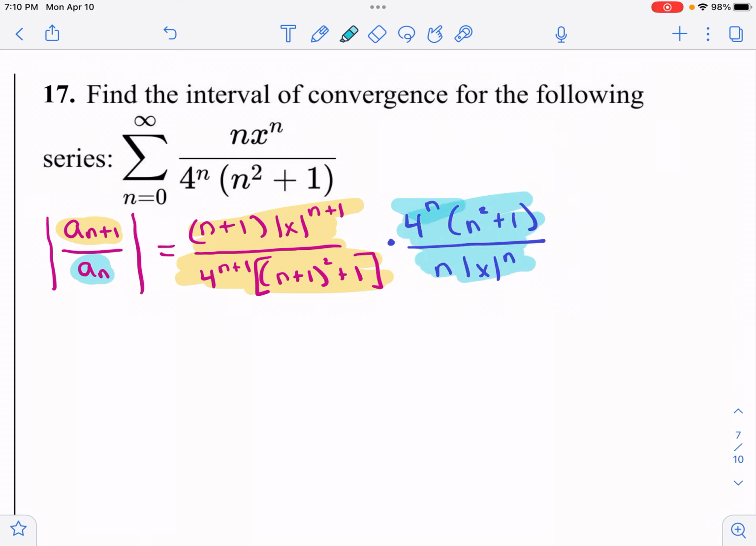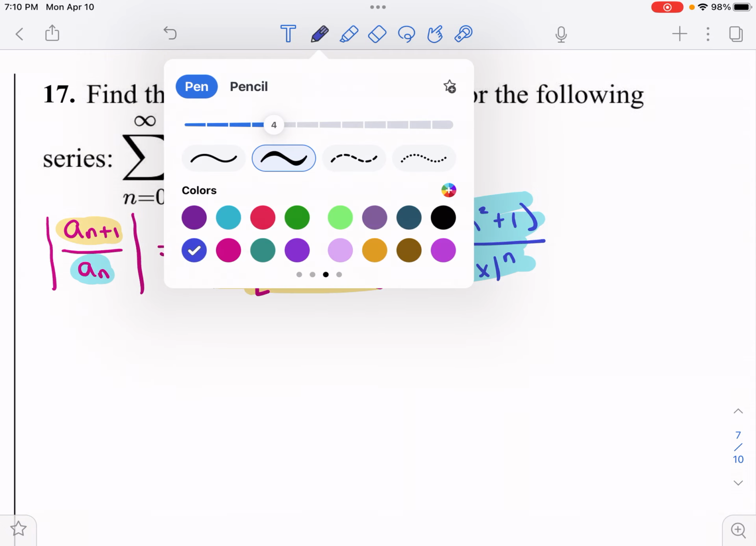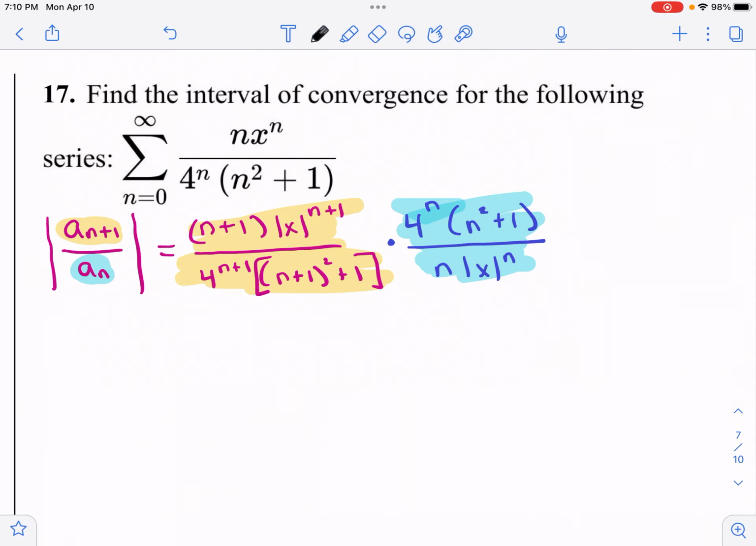Okay, so now you clean up a little bit. And then we see if we can see what happens when we take a limit. So what do I see here? I see one more copy of a 4 down here. I see one more copy of an absolute value of x up here. And that's really it. So nothing else actually cleans up.